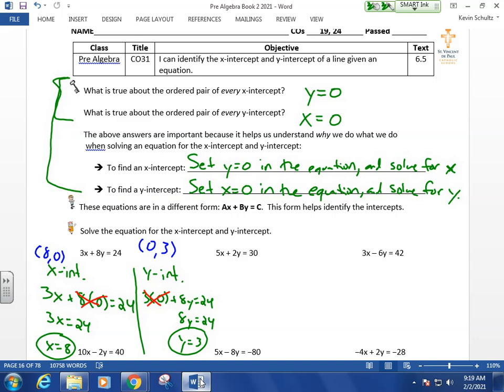Okay. To find an x-intercept, set y equal to 0 in the equation and solve for x. To find a y-intercept, the second line, set x equal to 0 in the equation and solve for y. Everyone good? Ready to move on? Okay. All right.